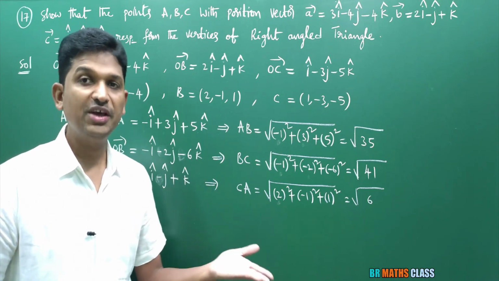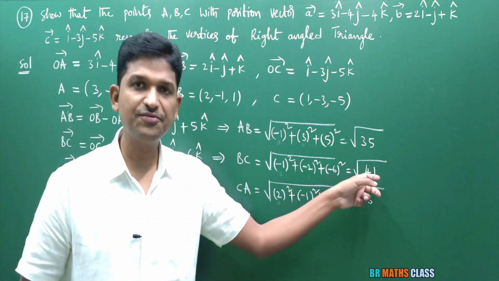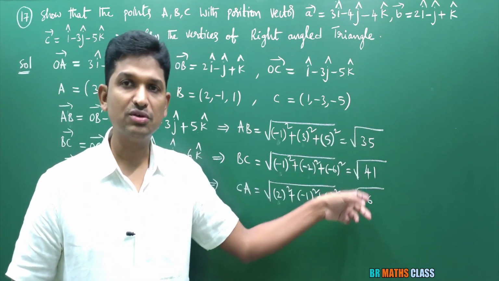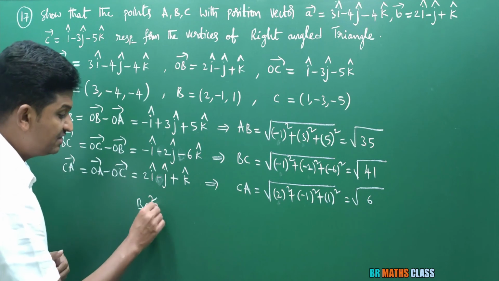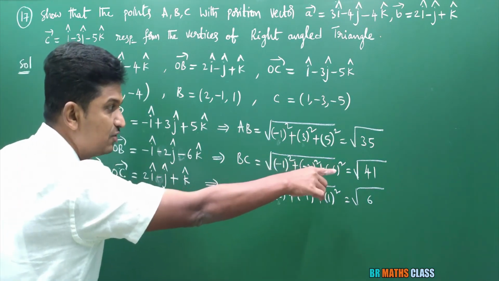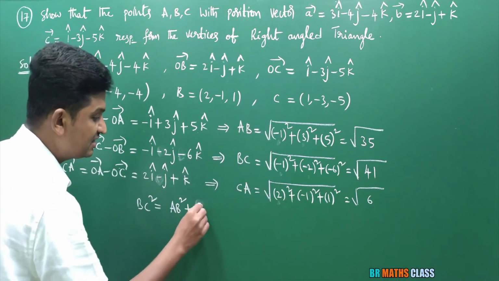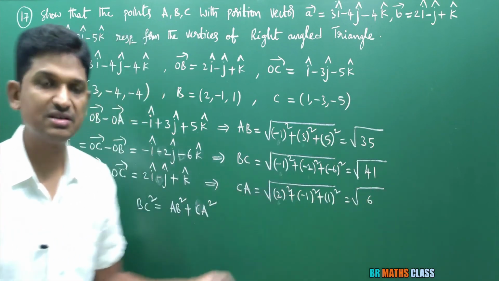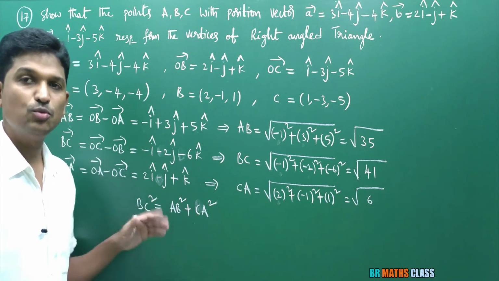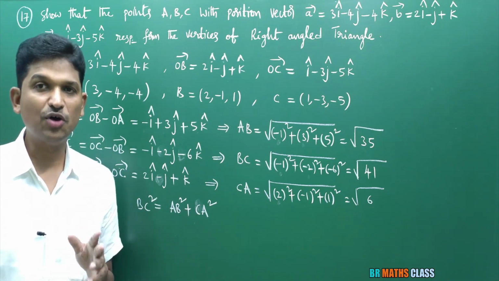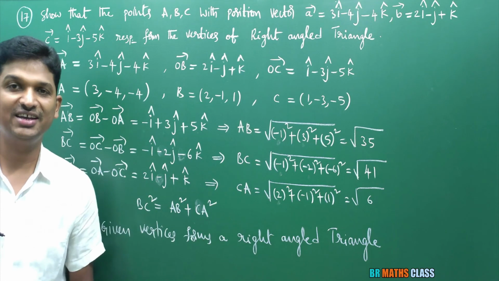I'll check that square of any one side is sum of squares of other two sides. What is square of this? BC square is 41. Sum of squares of these two, if I square these two things, square root will get cancelled. 35 plus 6 is 41. So BC square is 41, BC square is AB square, 35, plus CA square, 6. It can be understood that these three numbers satisfy this condition. This is Pythagoras theorem. Pythagoras theorem holds good. It means that given vertices form a right angle triangle. Therefore, given vertices form a right angle triangle.